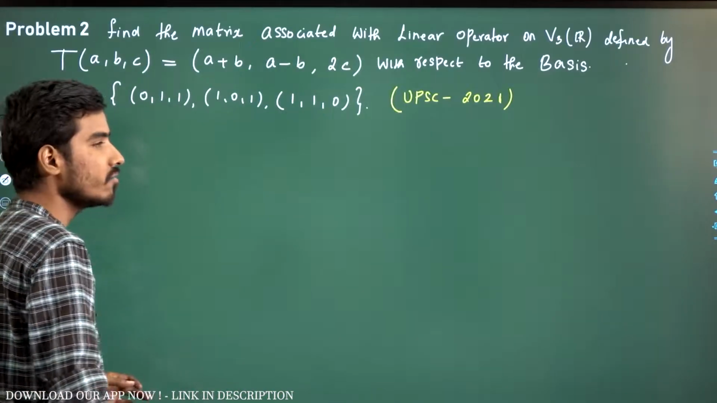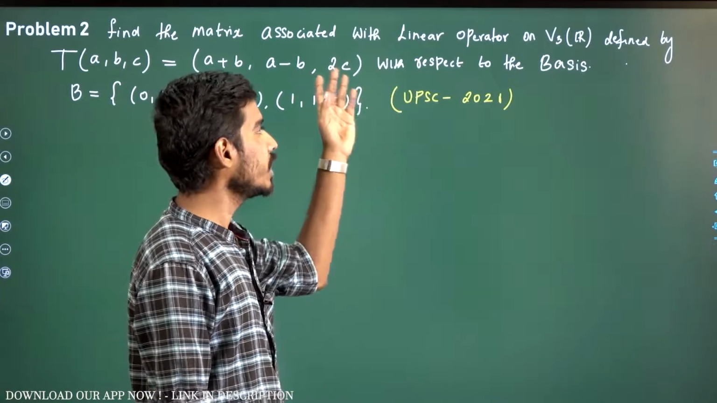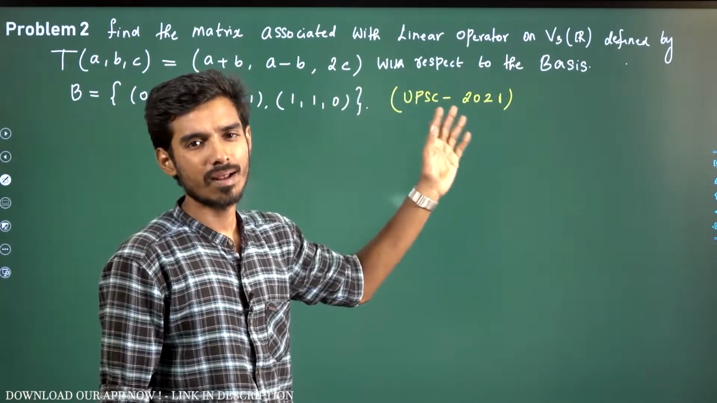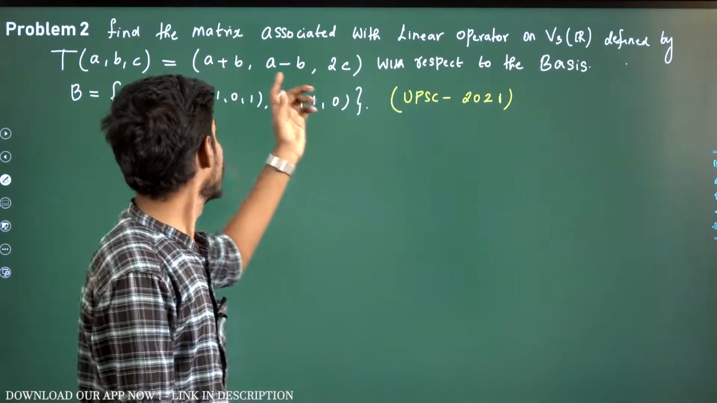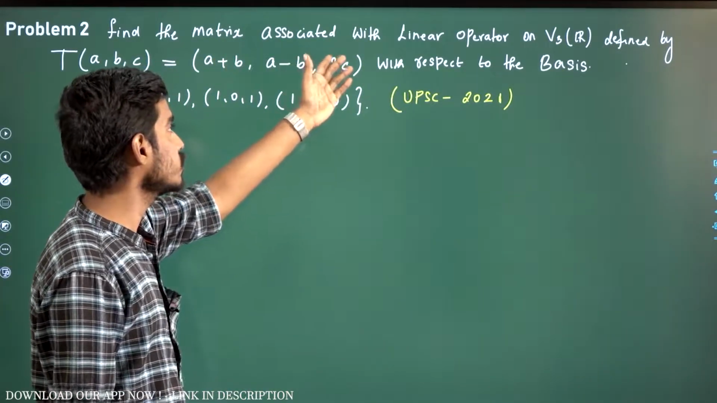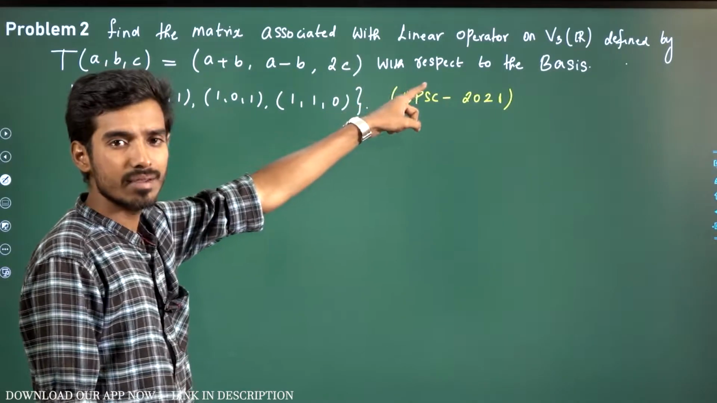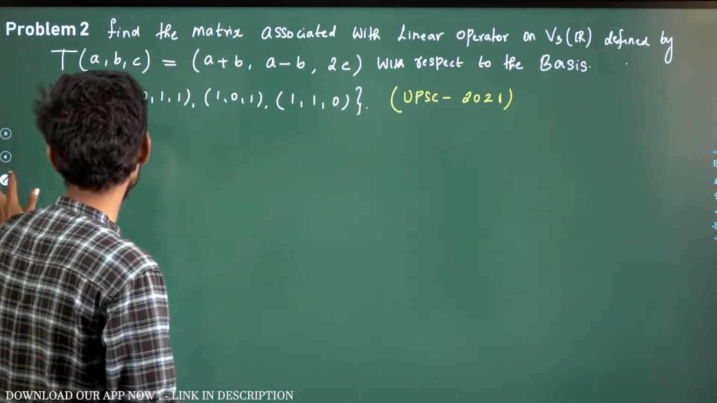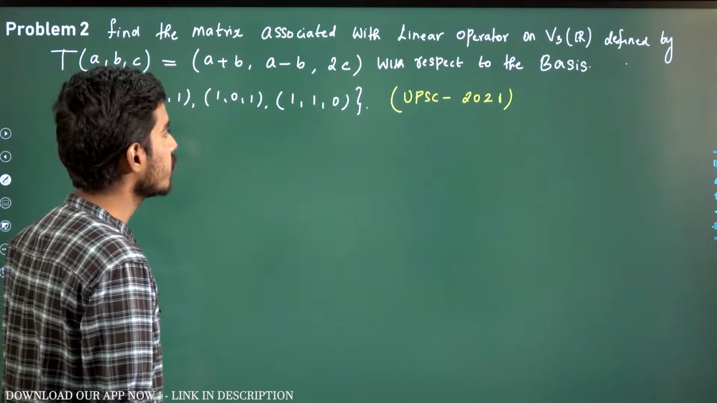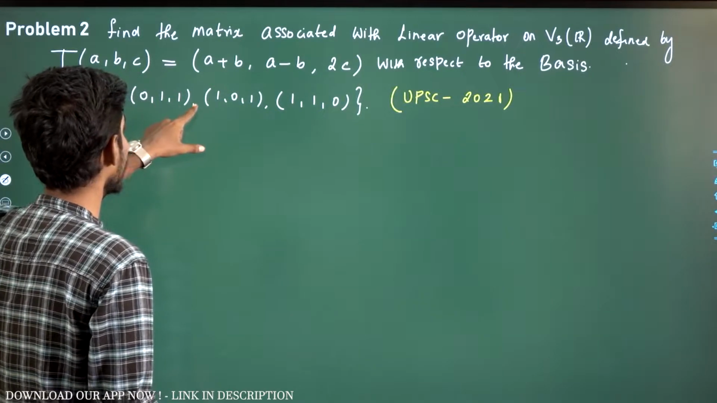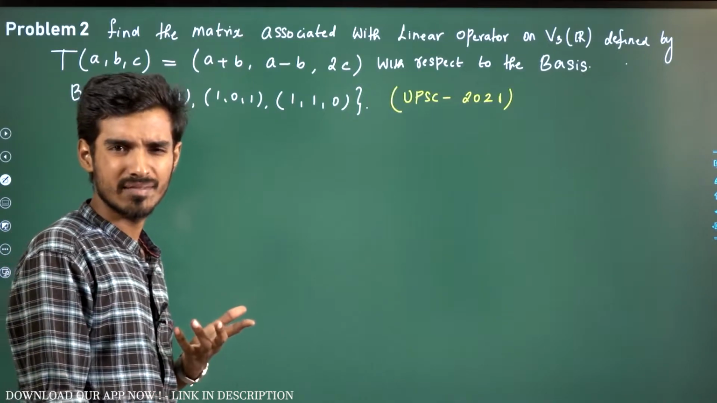Again, very easy problem, very standard problem, right? We need to find the matrix for the corresponding linear operator. That's it. Very simple. They have given the basis, right? Find the matrix associated with the linear operator on V3 of R defined by T of A, B, C equal to A plus B, A minus B, 2C, with respect to the basis 0, 1, 1; 1, 0, 1; 1, 1, 0, right? Very simple.